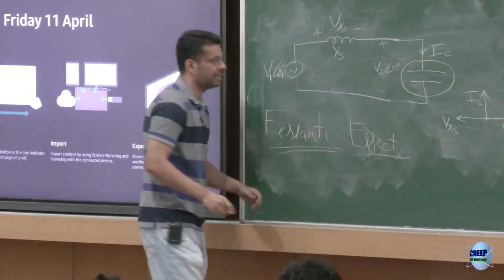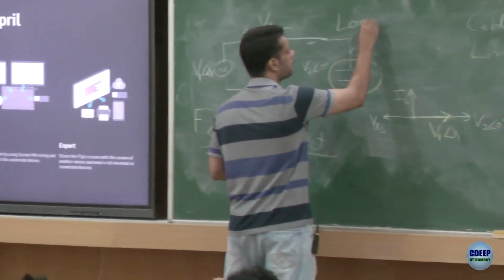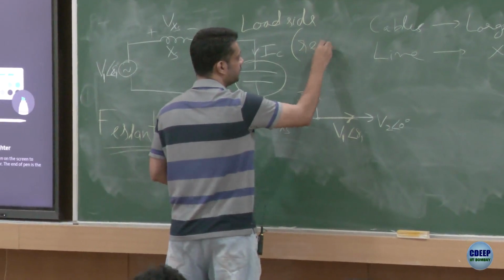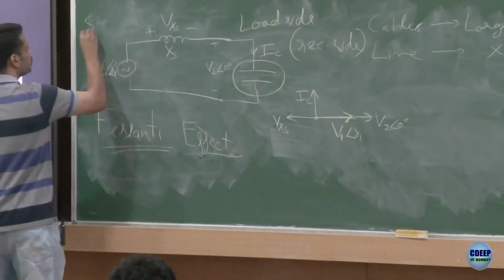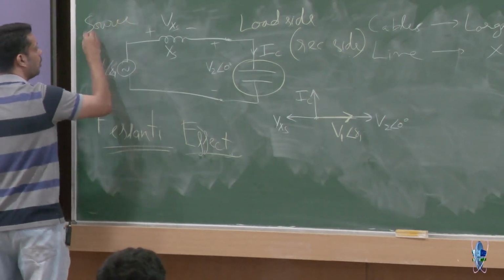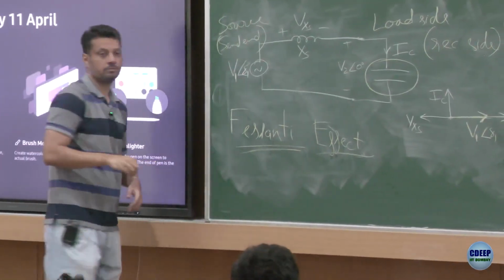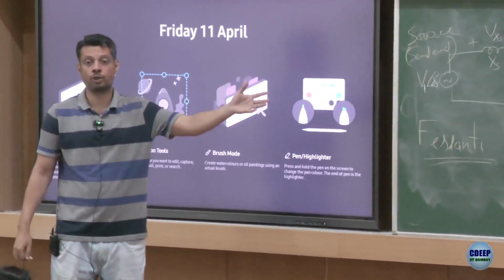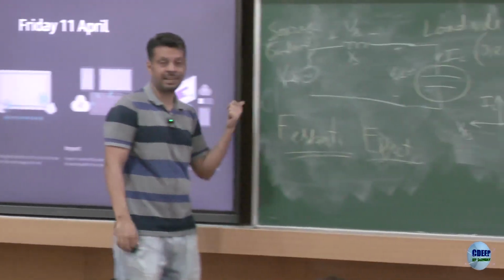What it means is that your load side, we also call it the receiving side, voltages could be more than the source side or the sending end voltage. Is that okay? So your load voltage, or the receiving end voltage of the other side of the line, could be more than the source or the sending end voltage.